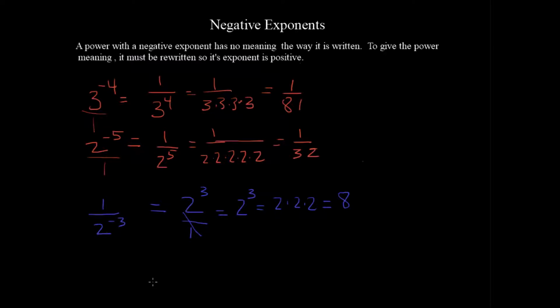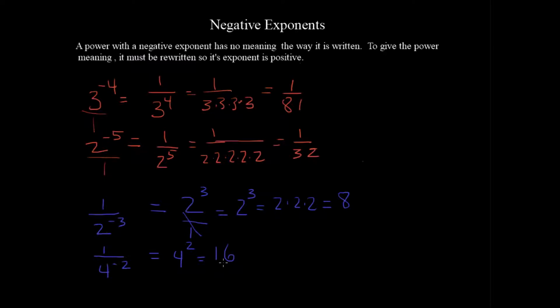Now let's do one more quick example. We'll put it right here: 1 over 4 to the minus 2. Again, if I was going to express that, I would say, there it is, 4 squared, and that gives us an answer of 16.